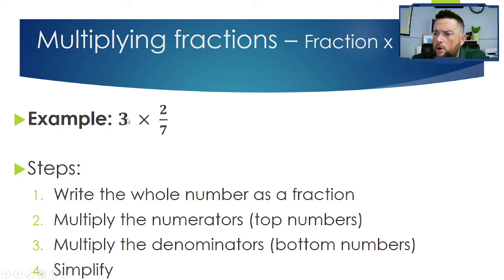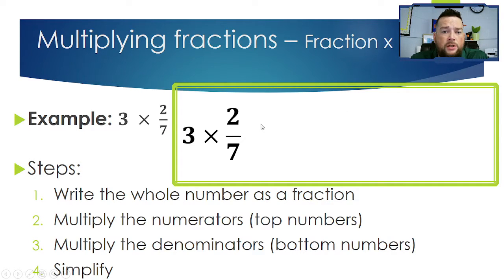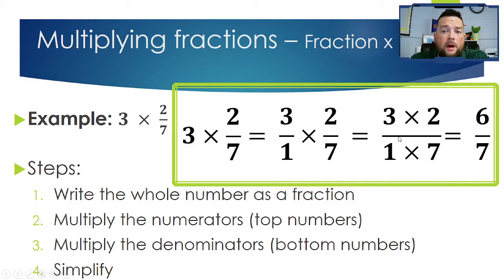All right, so let's go on to what if we have a whole number multiplied by a fraction. Well, the only extra step that you're going to do here is just turn that whole number into a fraction by putting it over 1. Just like that, and then you just multiply the numerator times numerator, denominator times denominator. And you come up with 6/7 in this case. So 3 times 2/7 is the same thing as 3 over 1 times 2/7. 3 times 2 is 6. 1 times 7 is 7, and we've got it.